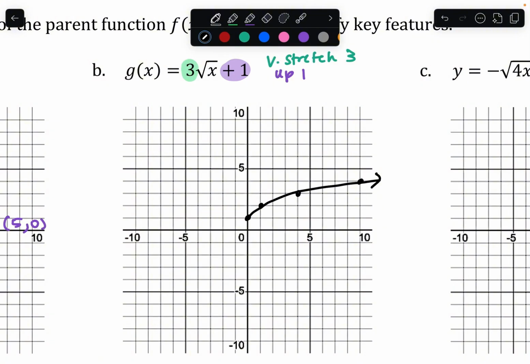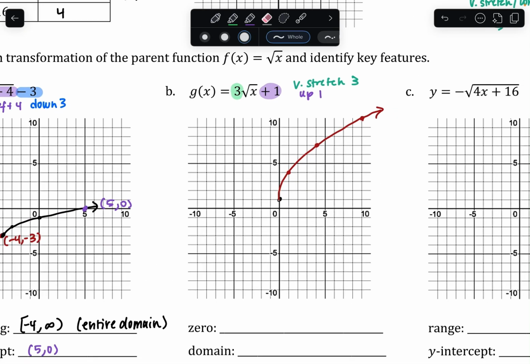And then to do the vertical stretch by 3, remember the pattern of our points goes up 1, up 1, up 1 between all of our good points. And so now instead of going up 1 each time, we're going to go up 3 to get our next point, up 3 to get our next point, and then up 3 to get our last point. So here's our vertical stretch. It looks a little bit taller. Okay, and so here's our new function.